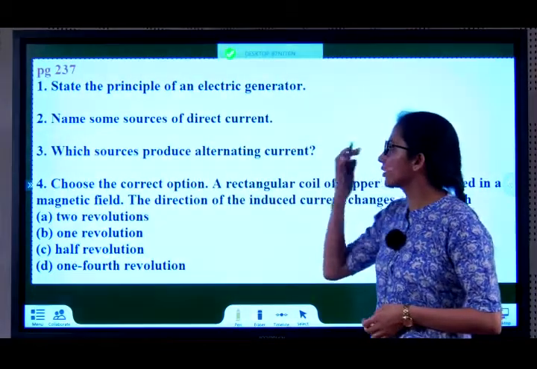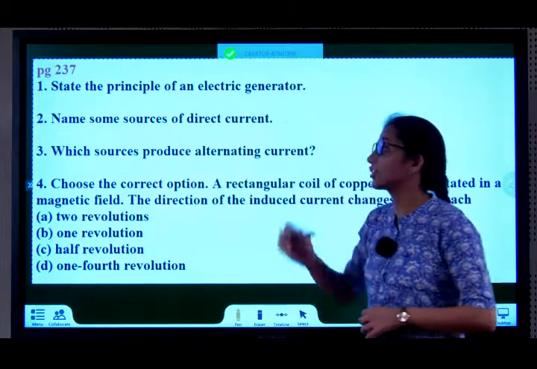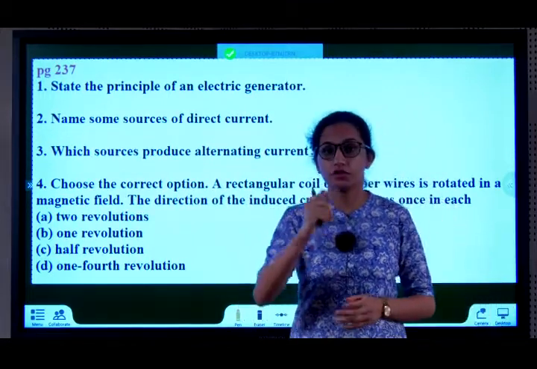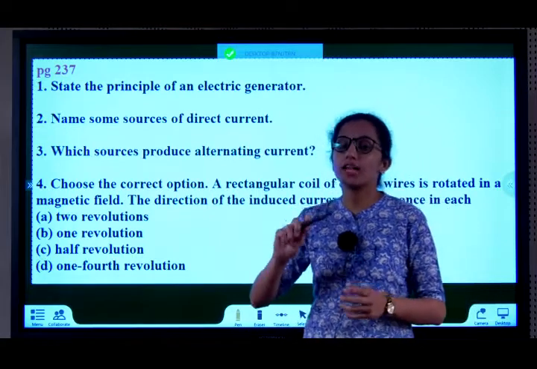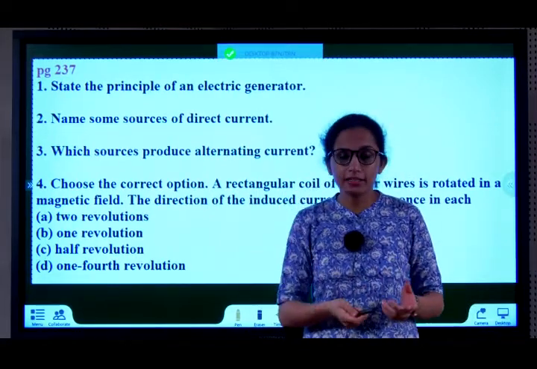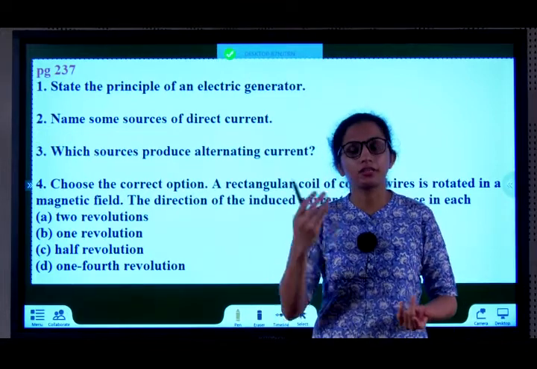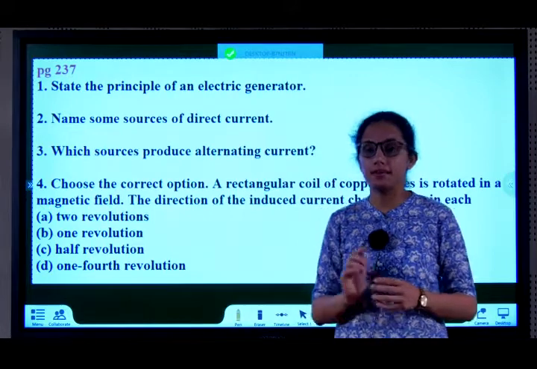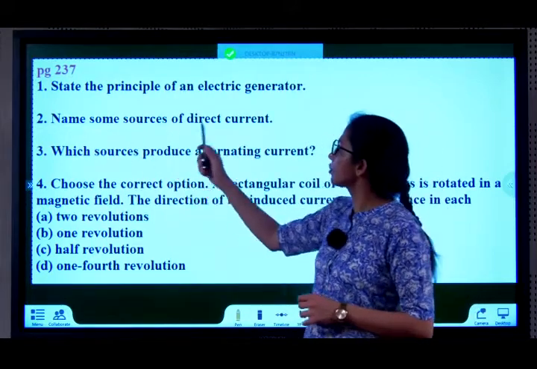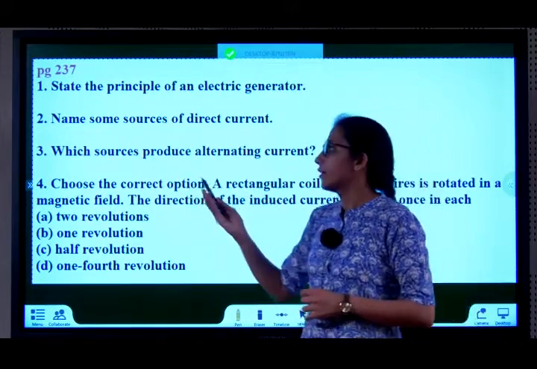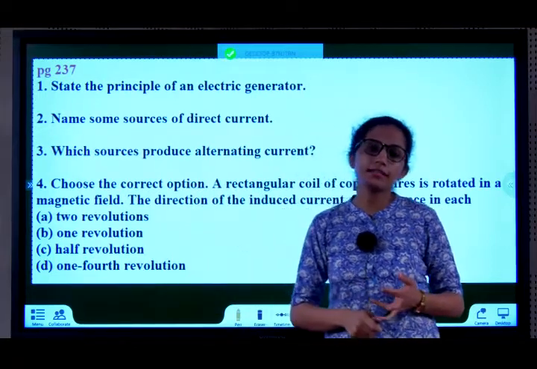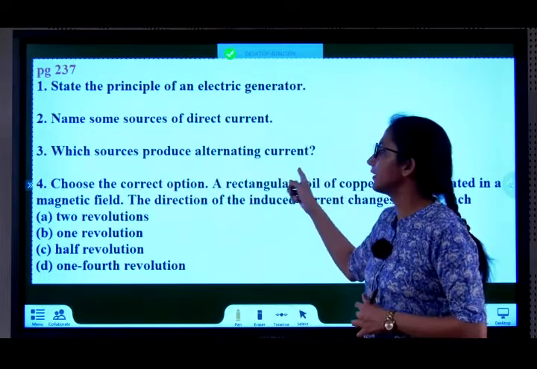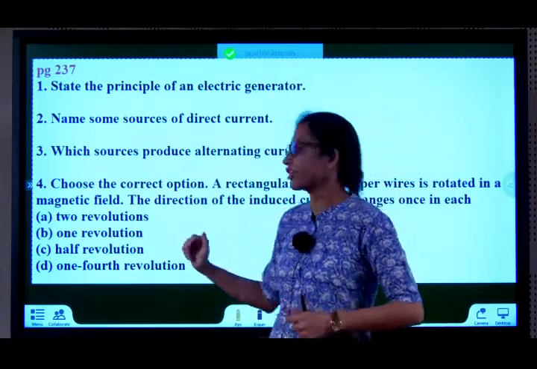Page 237, question 1. State the principle of an electric generator. Electromagnetic induction is the principle of an electric generator. You have to state it. When a coil is rotated in a magnetic field, a current is induced. The direction of the induced current can be obtained by using Fleming's right hand rule. Name some sources of direct current. Your battery, solar cells and DC generator. Which source produces alternating current? We just learnt the AC generator.